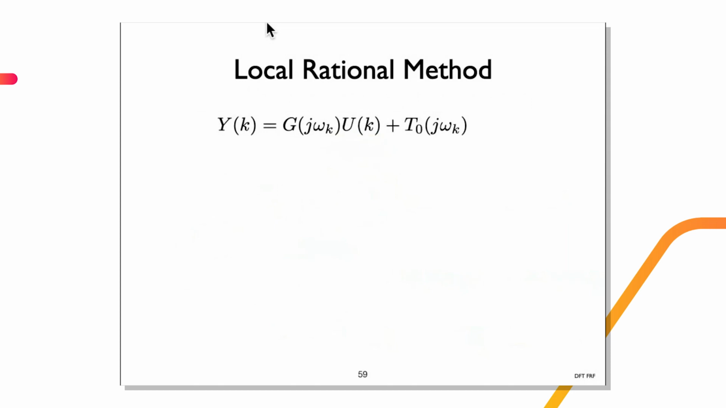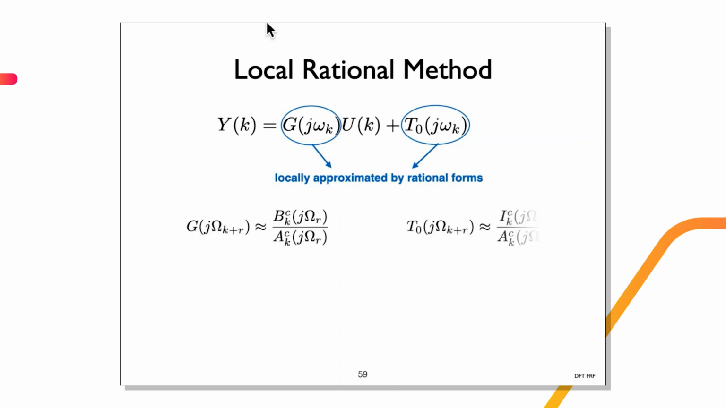Local rational method, what does it do? Well, we start again from this expression, y is equal to g times u plus the transient term, and we'll say that this g and the transient term are locally approximated by rational forms. What is that? You say that g is equal to the division of a B polynomial and an A polynomial. Same for the transient term. Possibly the transient term and the transfer function have the same denominator.